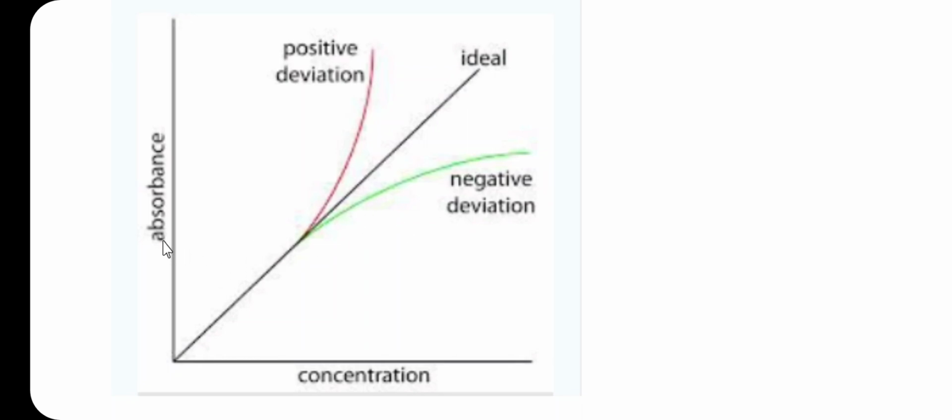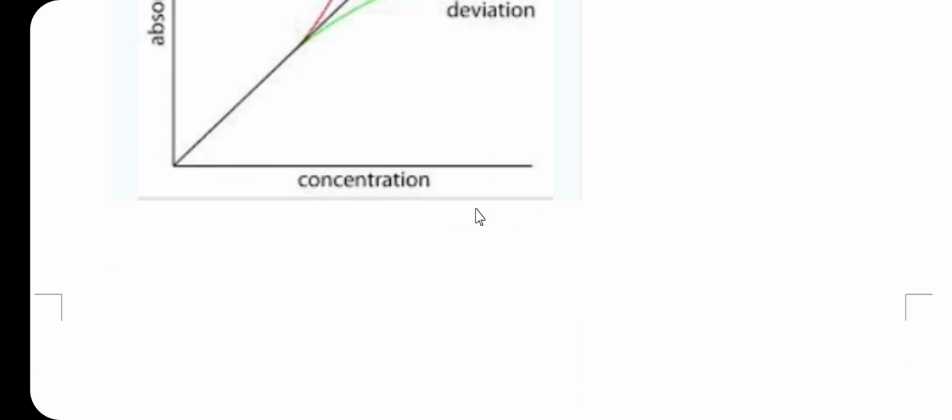When the measured absorbance for a particular concentration is greater than the expected absorbance, we get the positive deviation, and when the measured absorbance is less than the expected or theoretical absorbance, we get the negative deviation. So this is the ideal graph, while these are the positive deviation and the negative deviation, that means deviations from Beer's law.